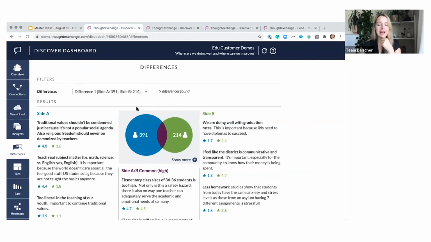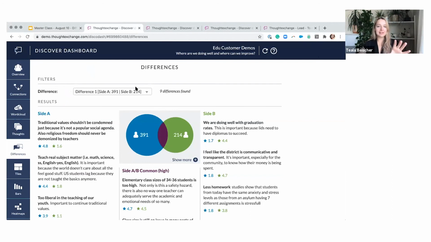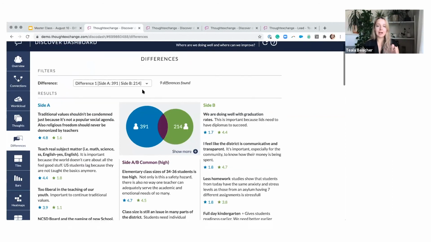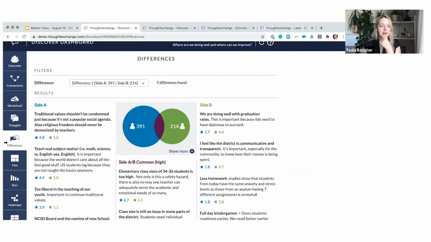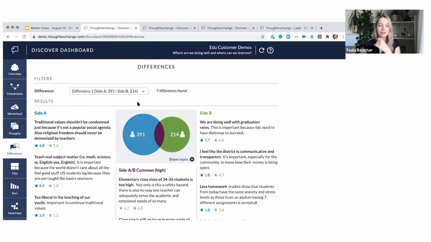So we can see we have a lot of different options here for how you understand the information. So I'm in differences here. You get to it just by clicking on the blue differences tab in the Discover dashboard. And what I want to point out first at the top is this area here, difference, 9 differences found.